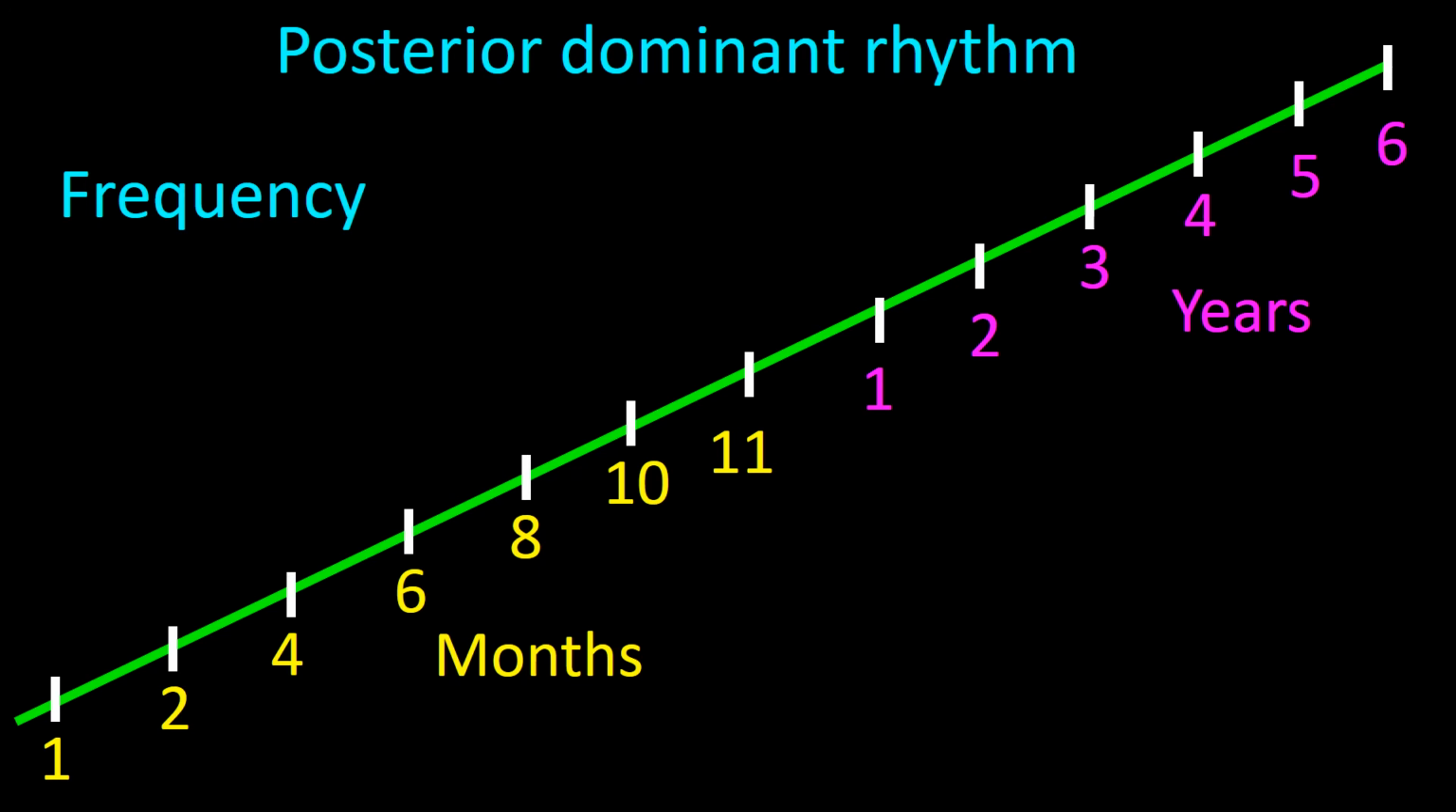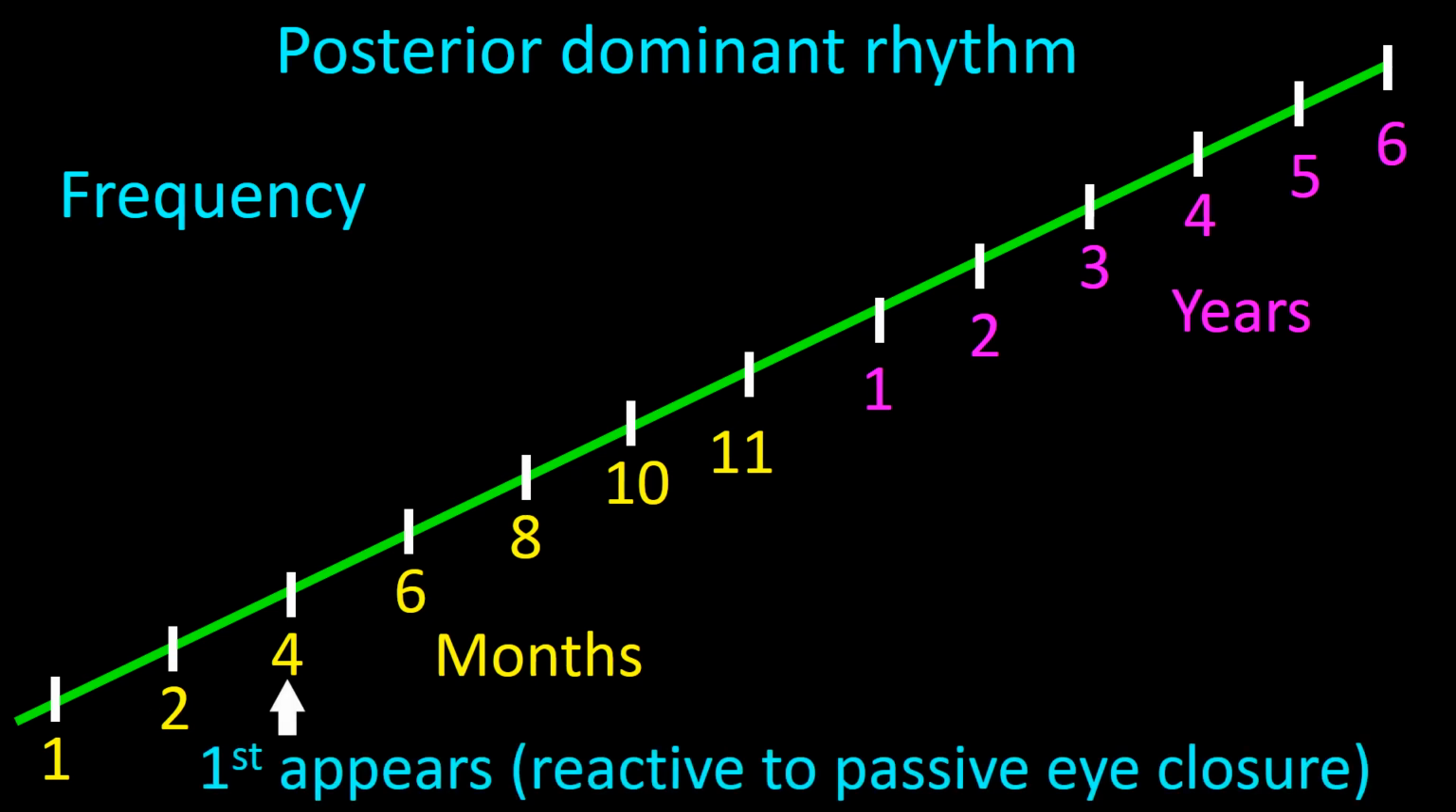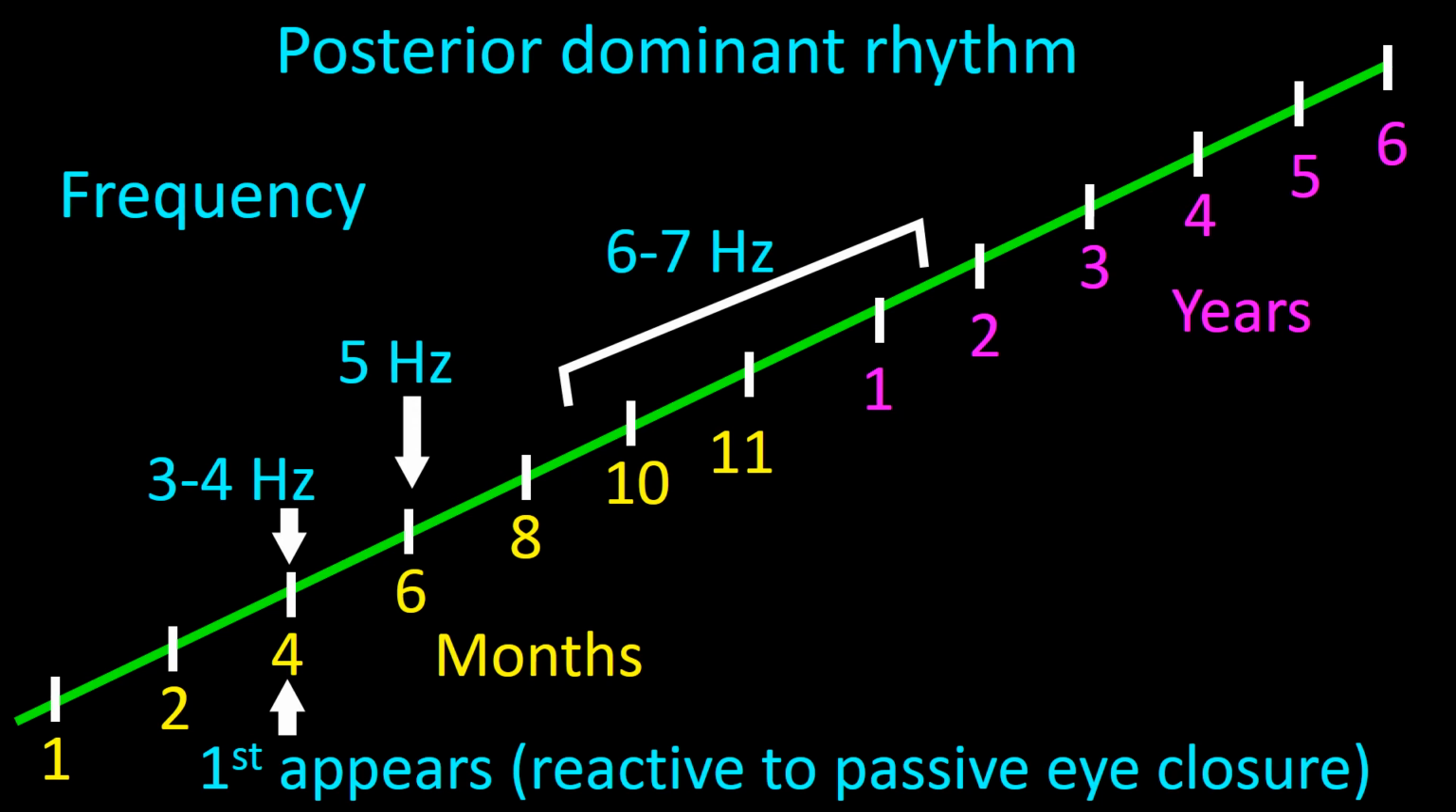The frequency of the posterior dominant rhythm is an important pediatric EEG parameter. At 4 months, it first appears, as we have previously mentioned. At that age, the frequency is 3 to 4 Hz. By 6 months, the prevalent frequency is 5 Hz. From 9 to about 18 months, the prevalent frequency is 6 to 7 Hz. At 3 years of age, the posterior dominant rhythm is about 8 Hz.